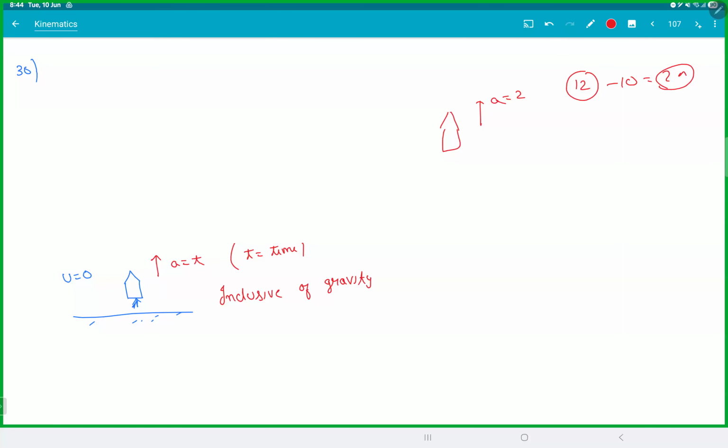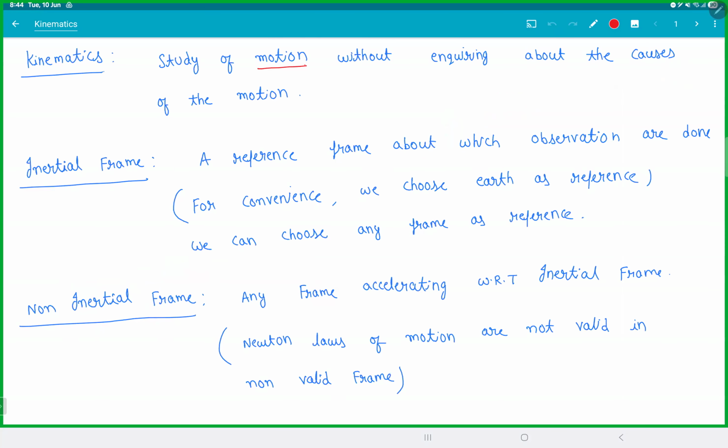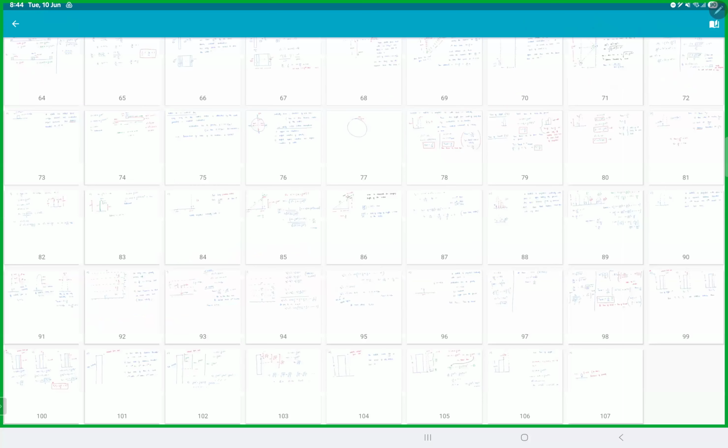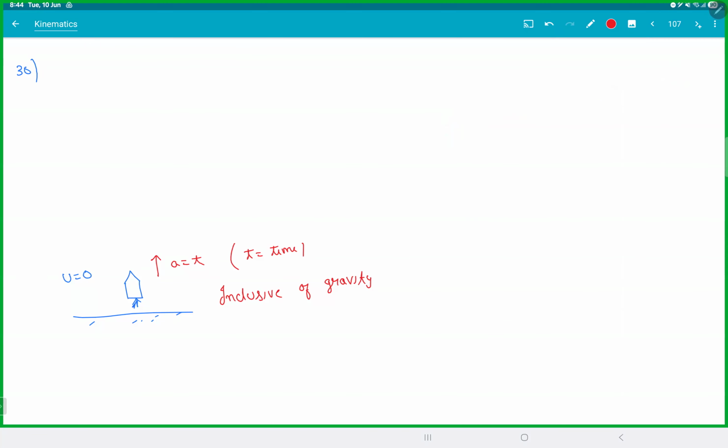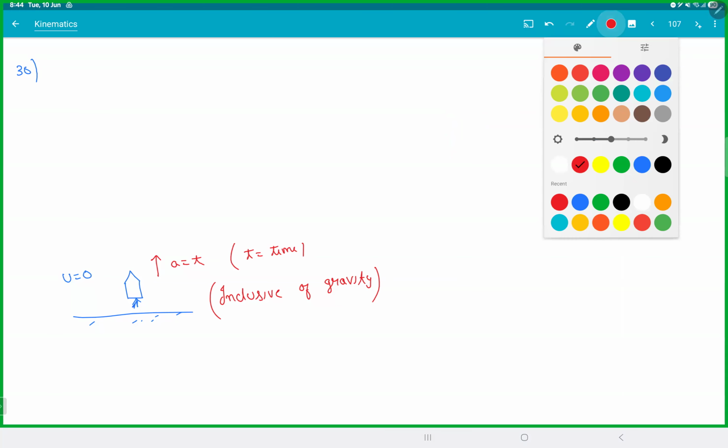If you remember, that's what we discussed in the beginning. We will not ask the question about the causes of the motion, how you got acceleration equal to 2. The engines are generating so much force that the rocket in vacuum, in gravity-free space, would have gone with 12. So when you say a is equal to t, this is inclusive of gravity. Gravity is included, so there is no need to put g again separately. Is that understood? So the rocket acceleration is t.